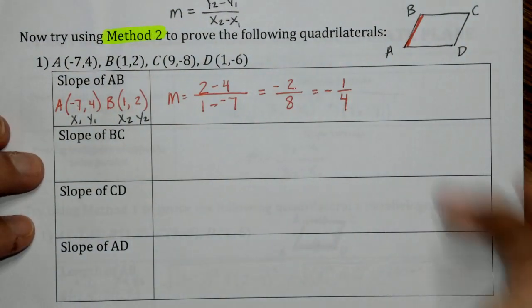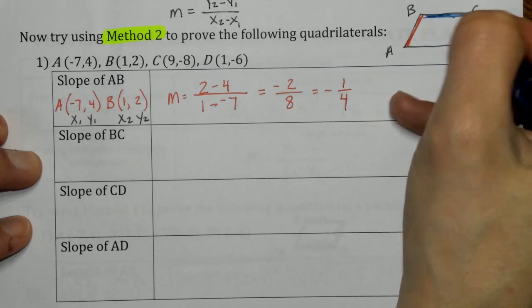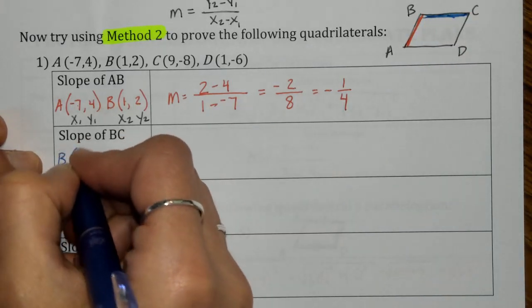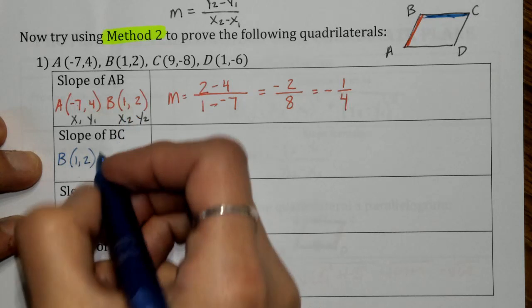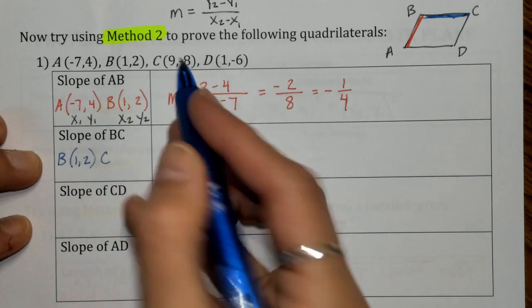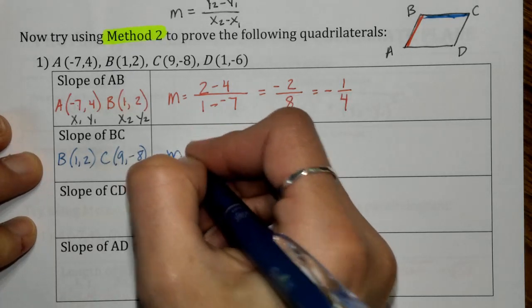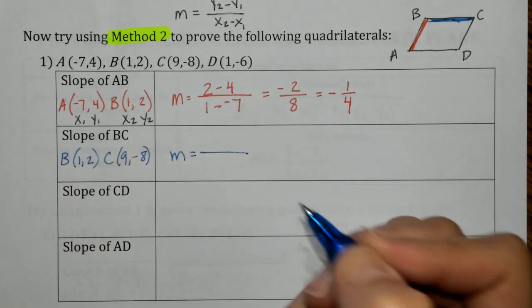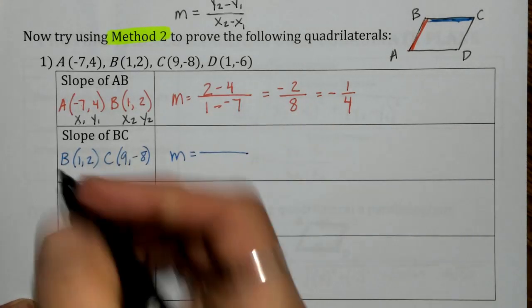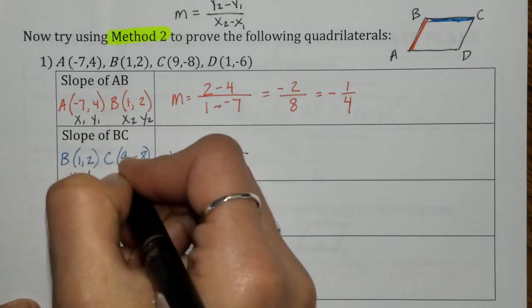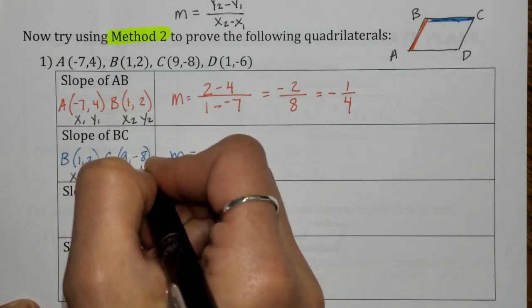Let's take a look at BC right here. So we have point B at 1, 2, right? And then we have point C at 9, negative 8. All right, let's plug in for our formula here. Again, I keep forgetting, just getting ahead of myself. I'm trying to make this as quick as possible.